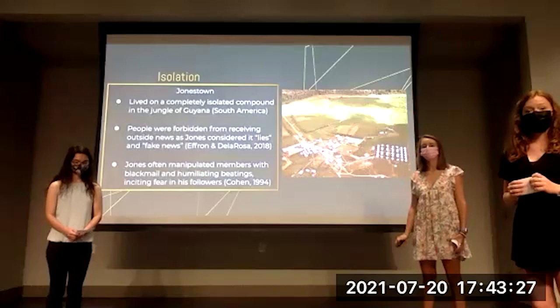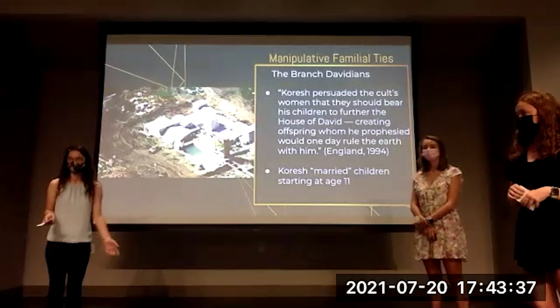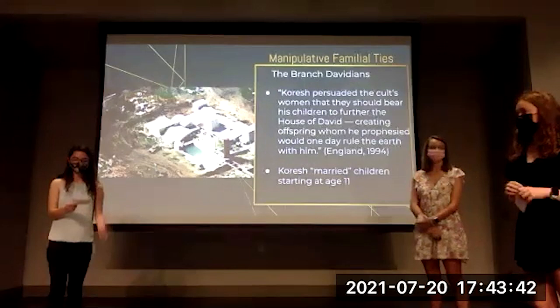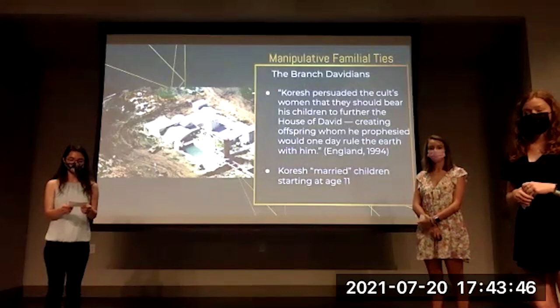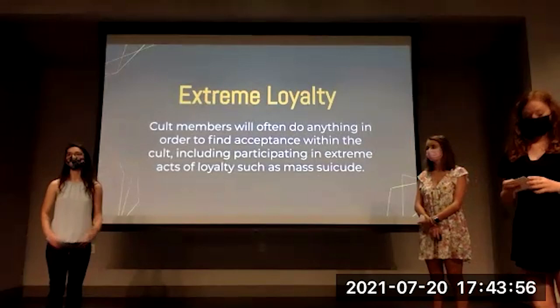The Branch Davidians is a great example of a cult that used family bonds to manipulate their members. David Koresh persuaded the cult's women that they should bear his children to further the house of David, creating offspring whom he prophesied would one day rule earth with him. He created polygamy to have the members of the cult have these in-depth family bonds in their minds before they would consider leaving the cult.